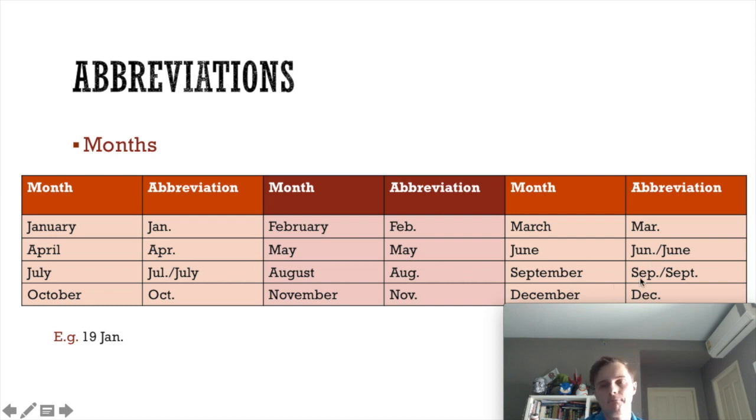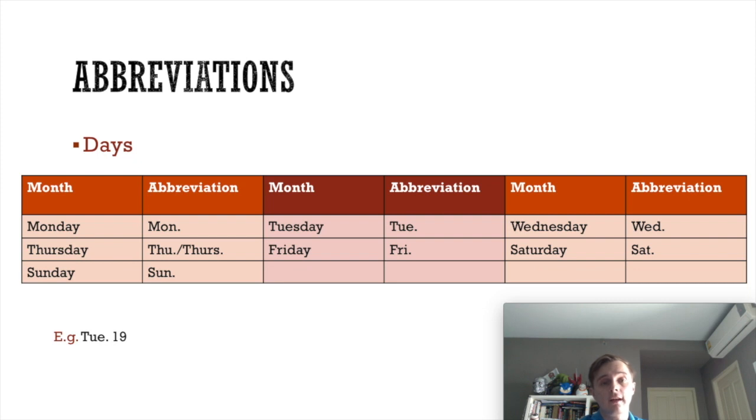Also, September, in your textbook it says SEPT period, and that is correct, but I think also you can use the first 3 letters, just SEP period. Today's date is the 19th of January, so you would write 19 Jan period. Again, days of the week, you would also use the first 3 letters of the day with a period. So Mon, Tue, Wed, Thu, Fri, Sat, Sun.